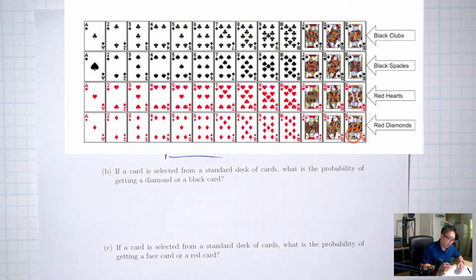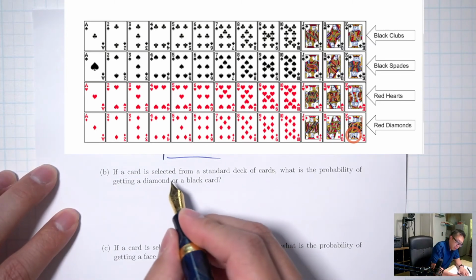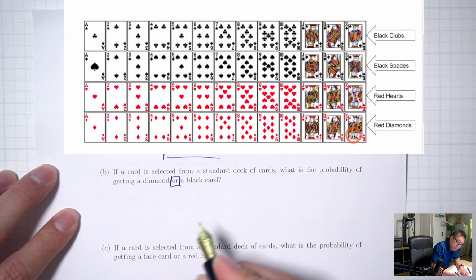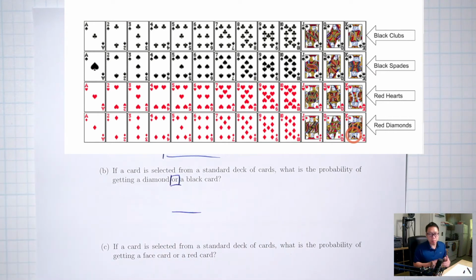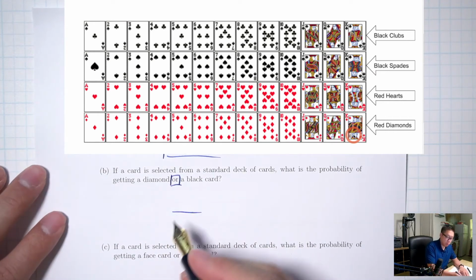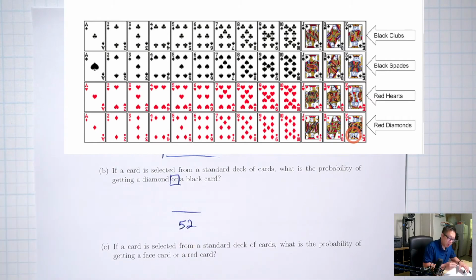Part B. If a card is selected from a standard deck of cards, what is the probability of getting a diamond or a black card? Keyword I see here is the word or. Bottom is going to be everything, so that's 52 again. Up top, I want diamond or black.